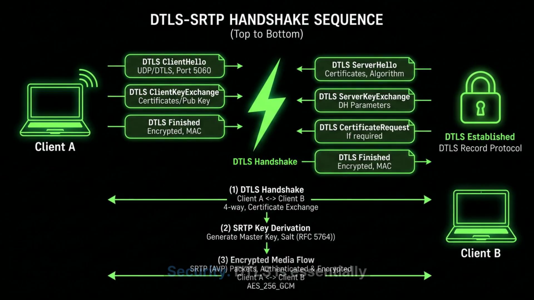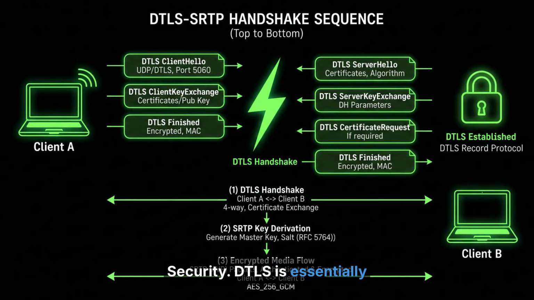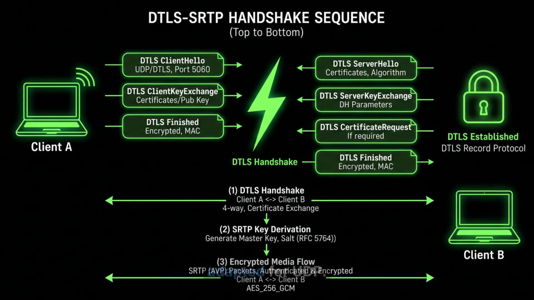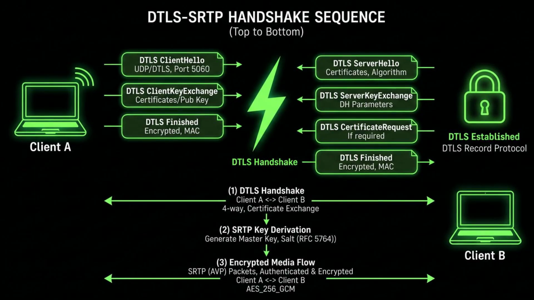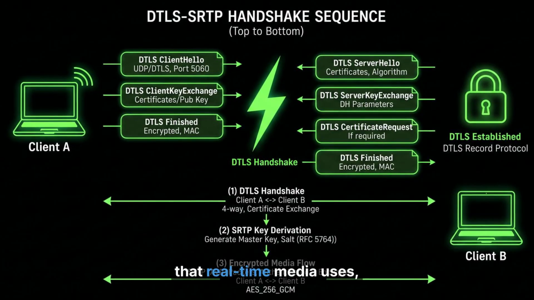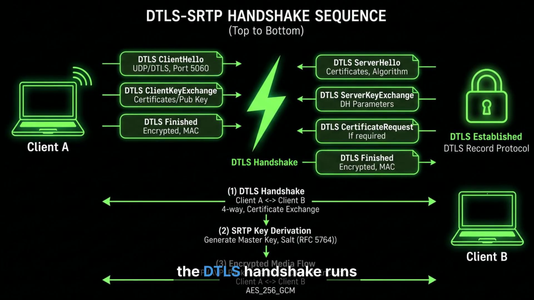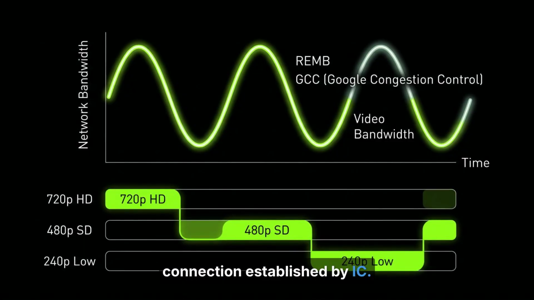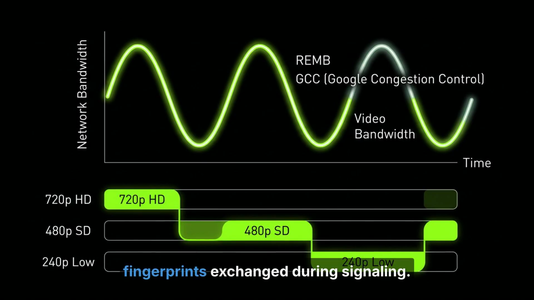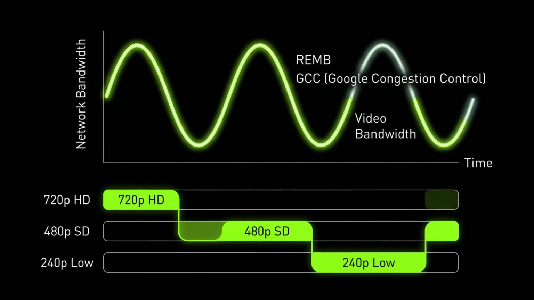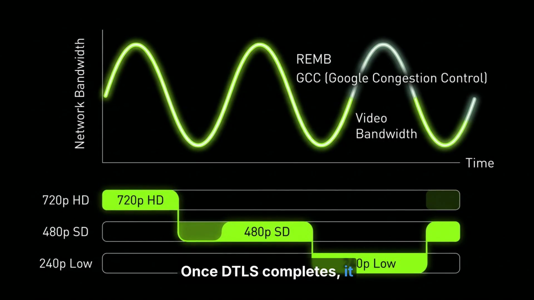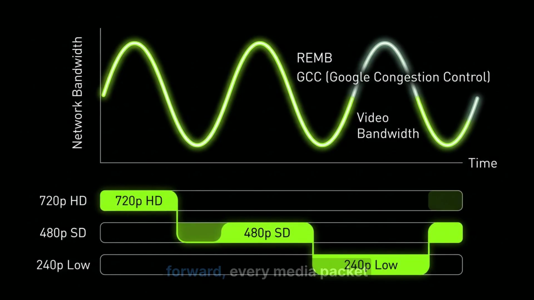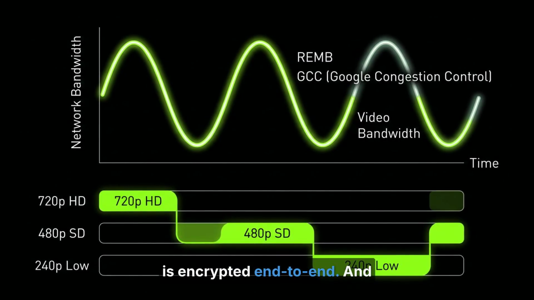Datagram Transport Layer Security. DTLS is essentially TLS, the same protocol that secures HTTPS, but adapted for UDP, the unreliable datagram protocol that real-time media uses. The DTLS handshake runs over the same peer-to-peer connection established by ICE. Peers authenticate using certificate fingerprints exchanged during signaling. Once DTLS completes, it derives the SRTP encryption keys. From that point forward, every media packet is encrypted end-to-end.